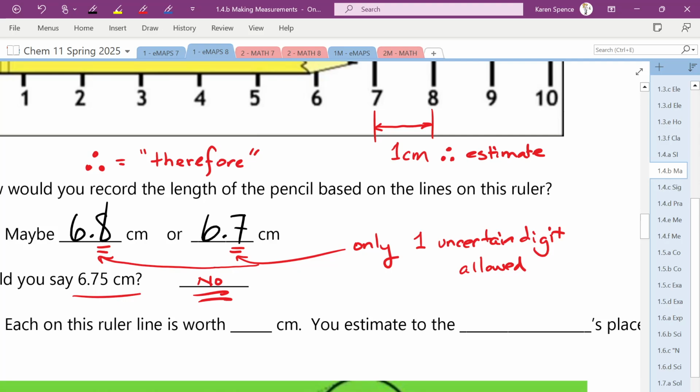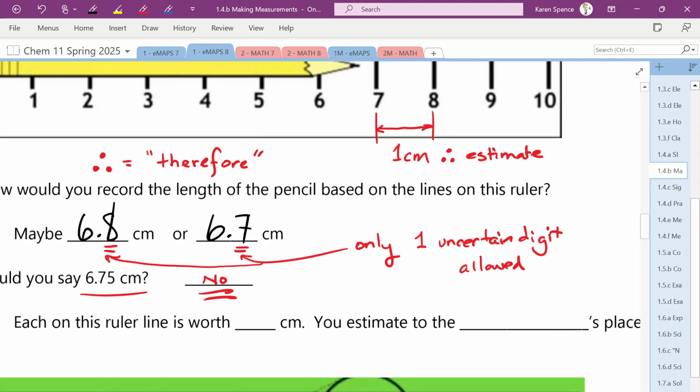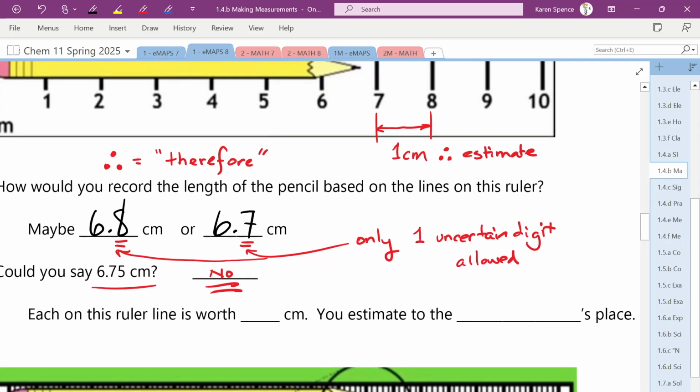Okay, so we have only one uncertain digit allowed. Each line on this ruler is worth 1 centimeter, and therefore we can estimate to the 0.1. Why did I write it up there? Because we're going to write it down here as well. 0.1's place.